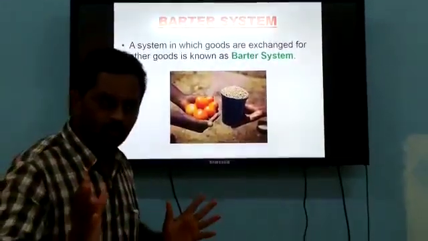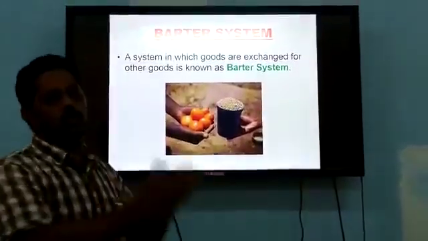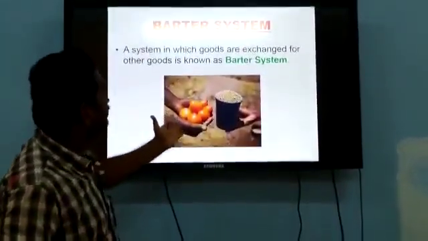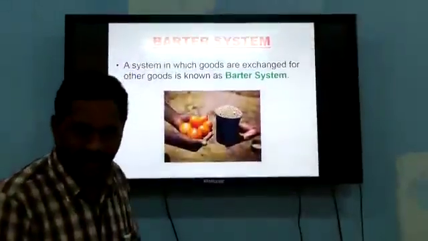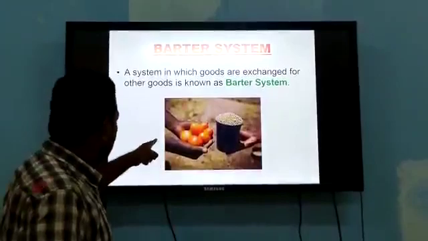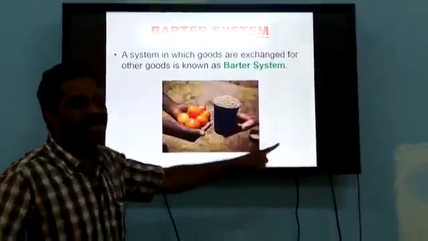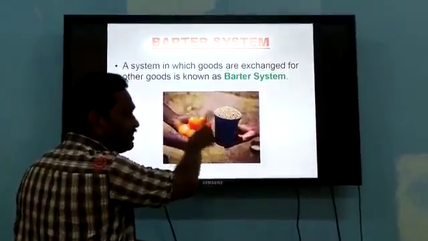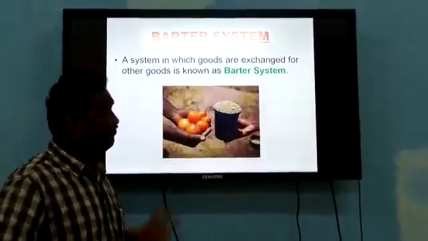Earlier, the conditions were different. Exchanging good for good, one item for another item. Here a person wants grains, and that person wants vegetables, tomato. But this person has tomato, and that person has more grains. If this person wants grains, he wants to exchange tomato for grain. That person wants tomato for his available grains. He has a surplus of tomato, and that person has a surplus of grain.